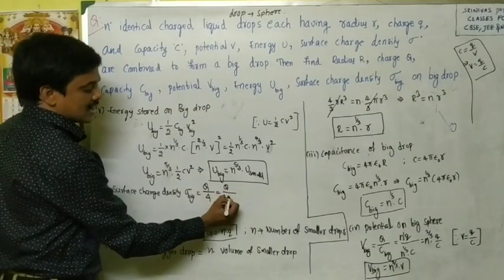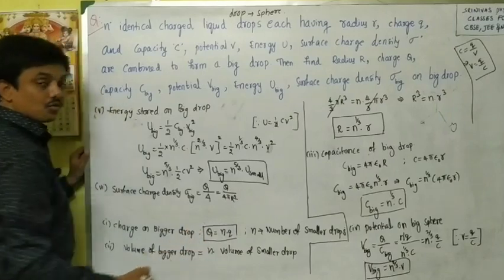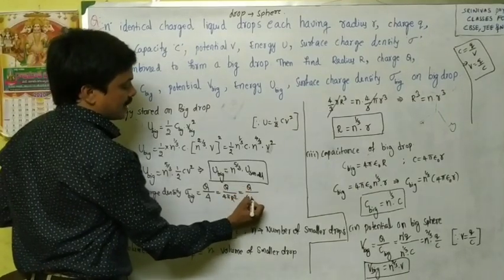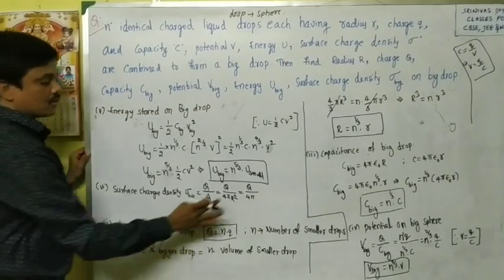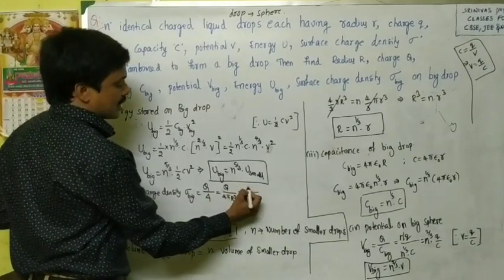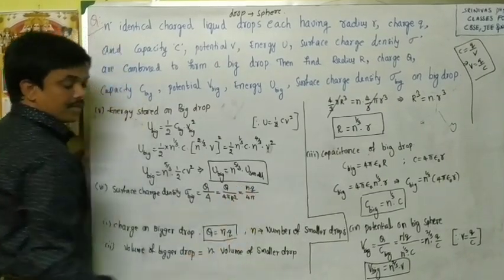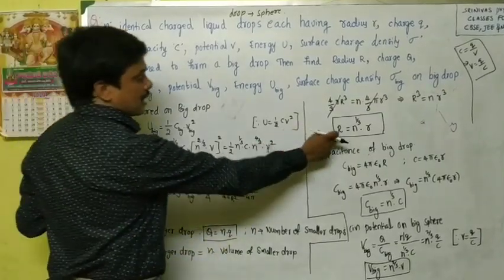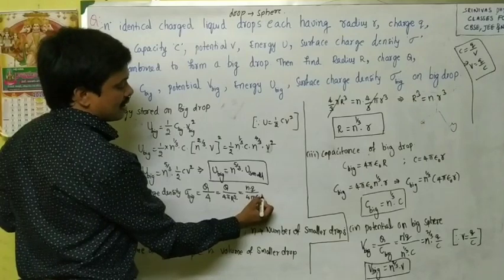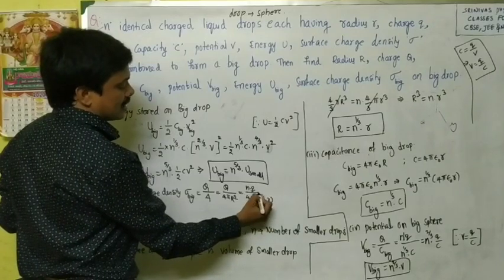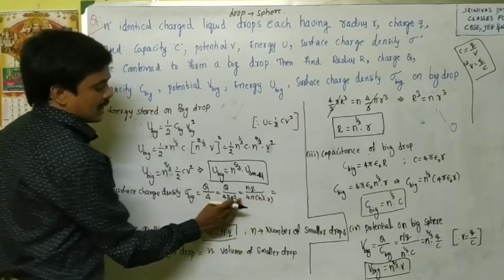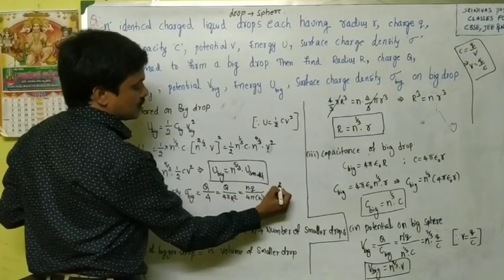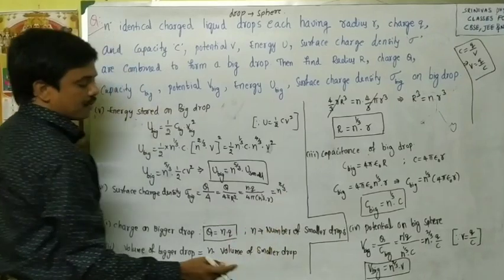The bigger drop is in spherical shape. Sphere surface area is 4 pi capital R square. Then Q by 4 pi capital R square. Capital Q we write as n into small q. And capital R is n power 1 by 3 into small r. Then when we simplify this, n power 1 divided by n power 1 by 3, we will get n power 1 minus 1 by 3, n power 2 by 3.